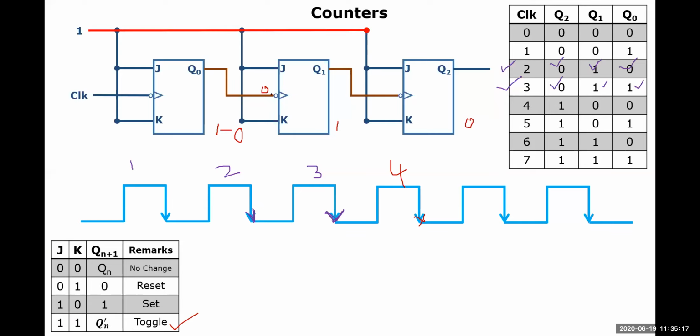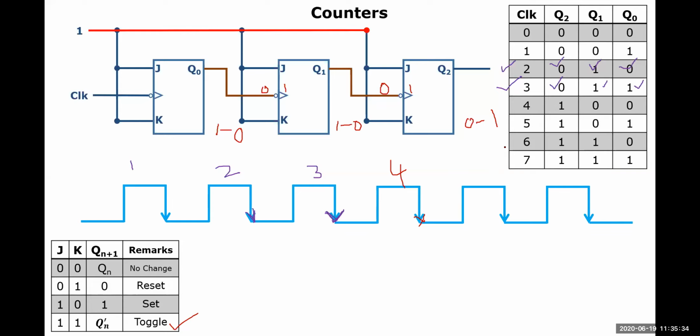Because of 0, NOT 0 is 1. Yes, it is working here. So it has been toggled. The toggled value is 0. Yes, 0 has been produced here. So 0 will be produced here, and NOT 0 is 1. It is also working here. Now it is 1. Okay.